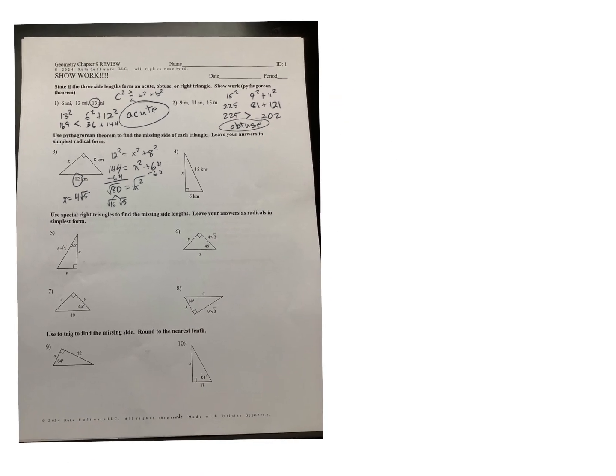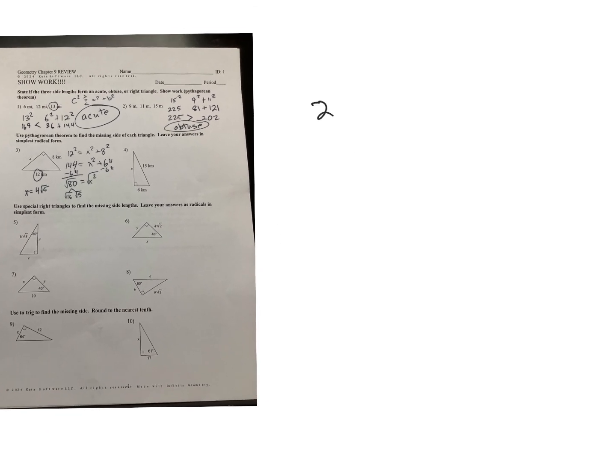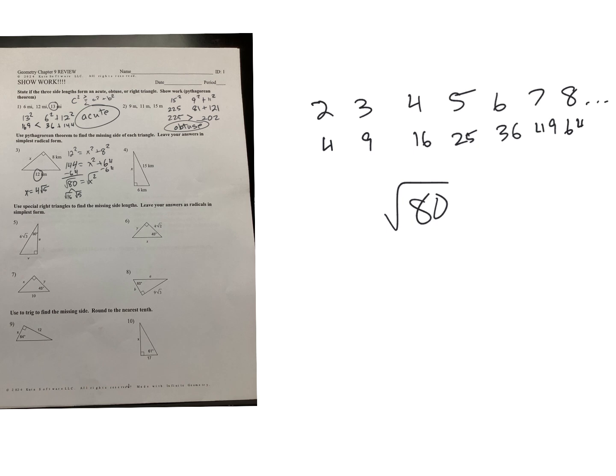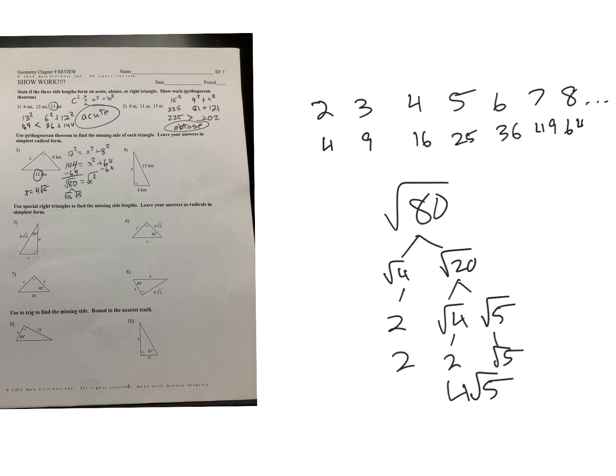So just on a side note here, 2, 3, 4, 5, 6, 7, 8, and you can just keep going. If we square them, that's 4, 9, 16, 25, 36, 49, 64, and you can keep going from there. So when I see something like the square root of 80, I'll take 80 on my calculator and I'll divide it by 4. That'll work. I could have said square root of 4 and 20, and that's a 2, but then 20 would be 4 and 5. That's 2, and that's 5. So we get 4 square root of 5 again. You can do it that way.